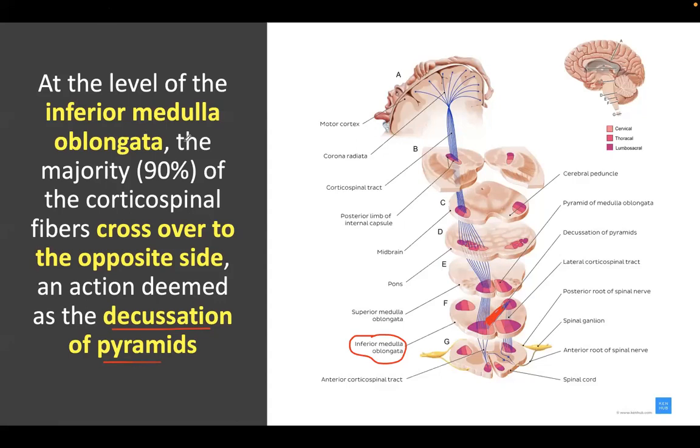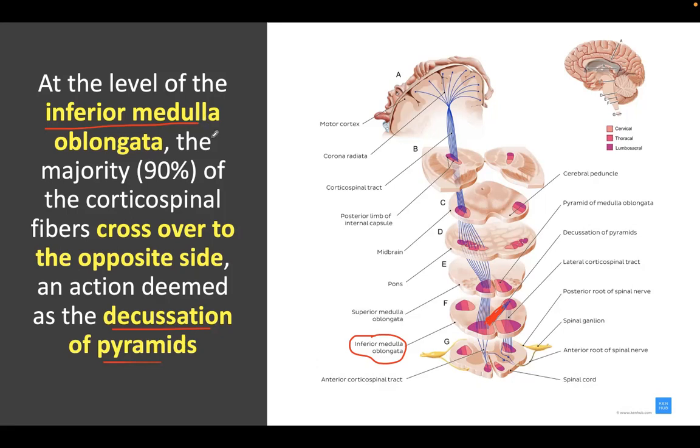Now, take note of what is highlighted in yellow. You have to remember inferior medulla. At the level of the inferior medulla, this is where the fibers will decussate or cross to the opposite side. And this action of crossing to the other side is called decussation.